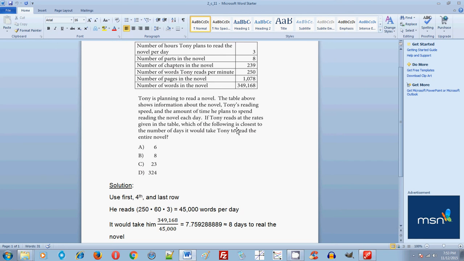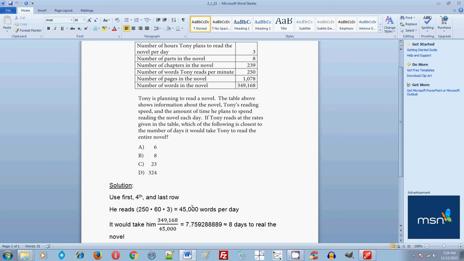So let's go over this. 250 is the number of words Tony reads per minute. So we're going to multiply that times 60 to find the number of words he reads per hour, because each hour has 60 minutes. So 250 times 60 is the number of words Tony will read in 1 hour. And then we're going to multiply that times 3 because there are 3 such hours per day that Tony plans to read. So this 45,000 words will be read per day by Tony.